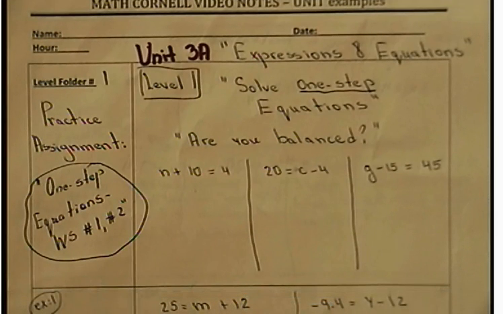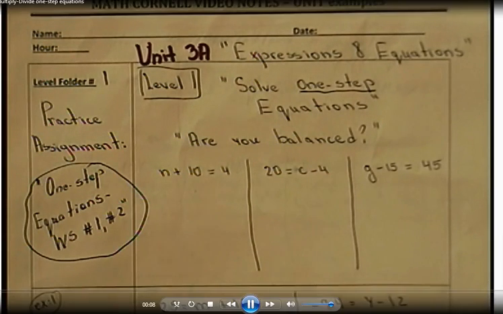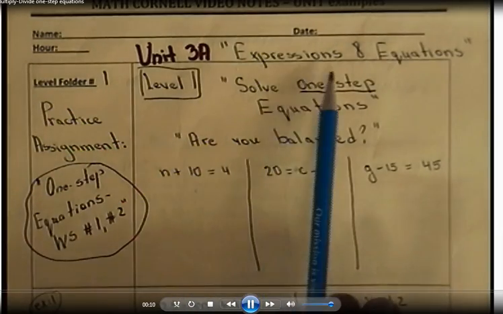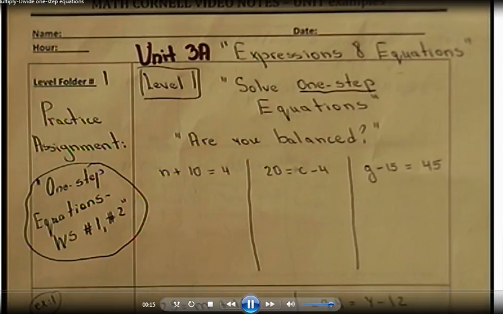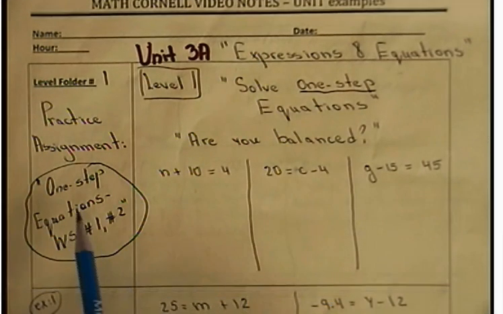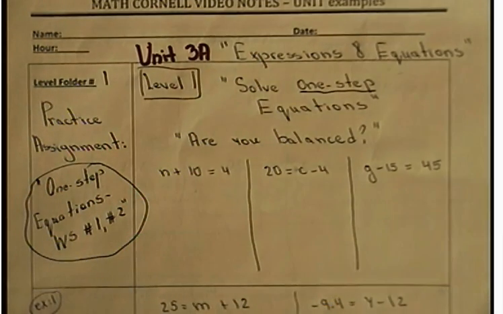Hello everybody and welcome to our trimester 2 and the unit we're going to begin with. It's called Unit 3A, Expressions and Equations. So the very first mission will talk about how to solve one-step equations. We will have some practice assignments also called one-step equations, worksheet 1 and 2. You will see the packet stapled together and you may begin with these examples after we are done with the lesson.